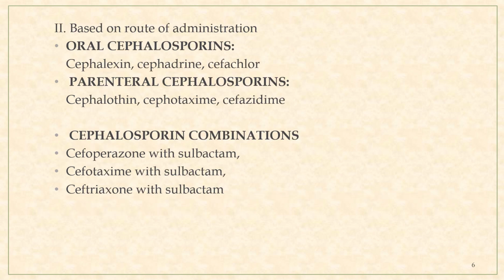The second type of classification is based on route of administration: oral, parenteral and cephalosporin combinations. Examples of oral cephalosporins are cephalexin, cephradine and cefaclor. Parenteral: cephalothin, cefotaxime, ceftazidime. Cephalosporin combinations are cefoperazone with sulbactam, cefotaxime with sulbactam and ceftriaxone with sulbactam.